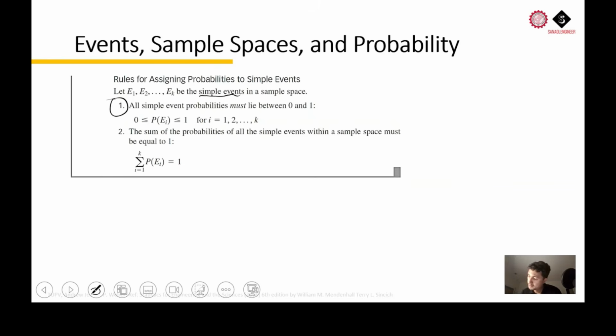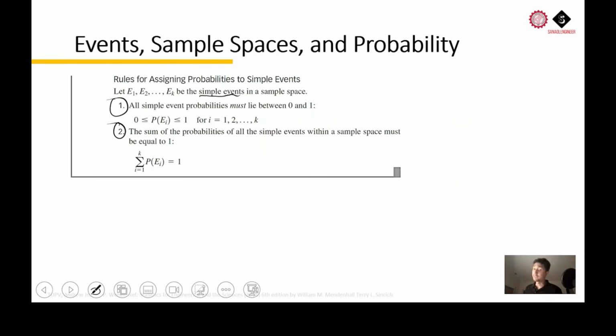Second rule, the sum of the probabilities of all the simple events in that sample space, or in that universe, must be equal to 1. Okay? Must be equal to 1. It cannot be greater than 1 or less than 1. It is always equal to 1.